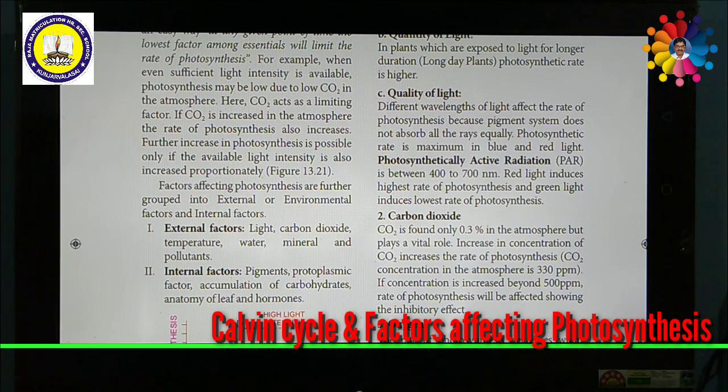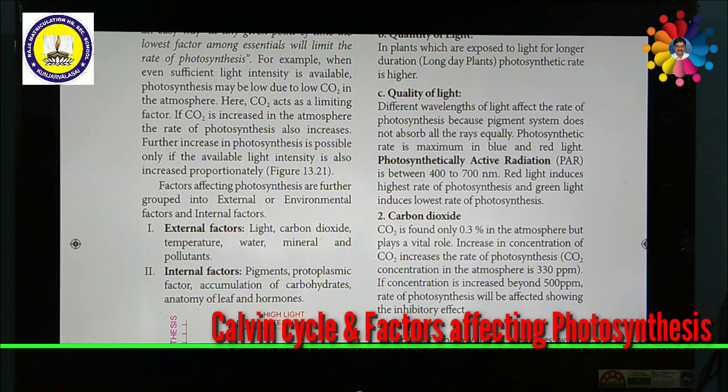Then the anatomy of the leaf, the internal structure of the leaf. The thickness of cuticle and epidermis, the distribution of stomata, presence or absence of plant anatomy features, and the relative proportions of photosynthetic cells affect photosynthesis. And some important hormones like gibberellin and cytokinin also increase the rate of photosynthesis.